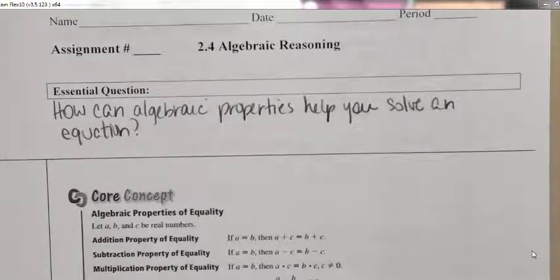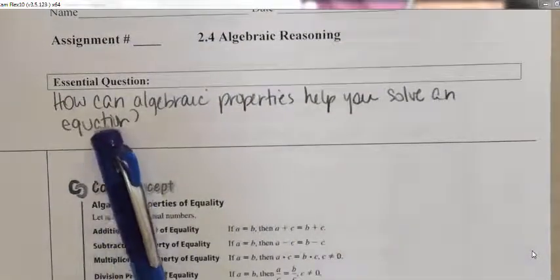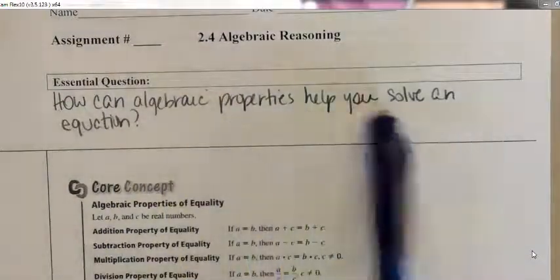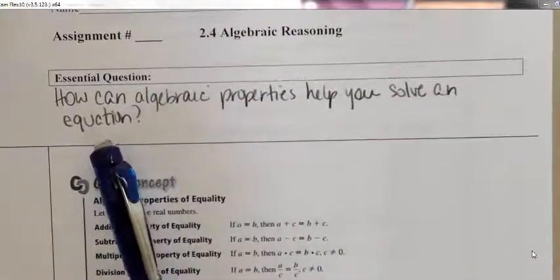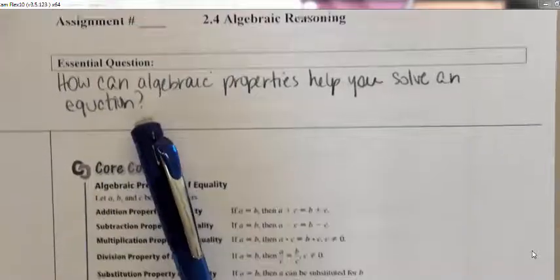2.4 algebraic reasoning. I've also included a little bit of 2.6 because for the most part we are skipping chapter 2, but there are a couple important things that we need to know before we can move on. All right, so your essential question is, how can algebraic properties help you solve an equation? And you've done this in algebra, so we're just going to review.